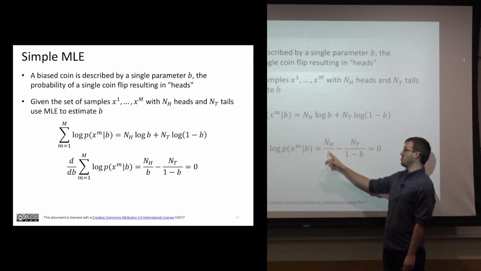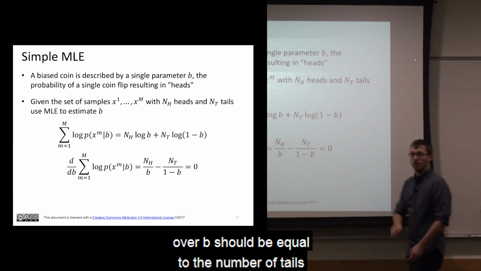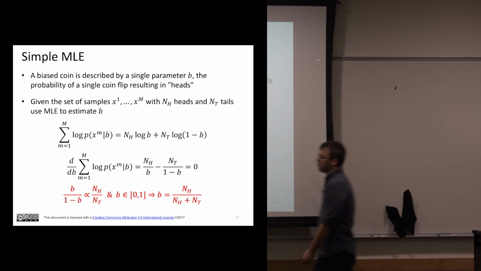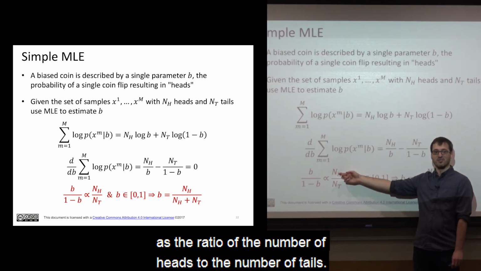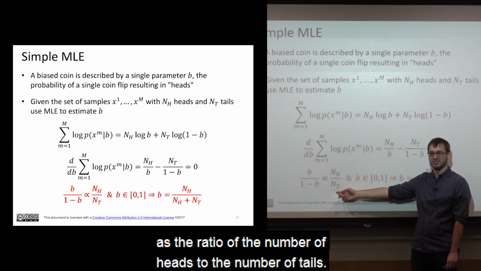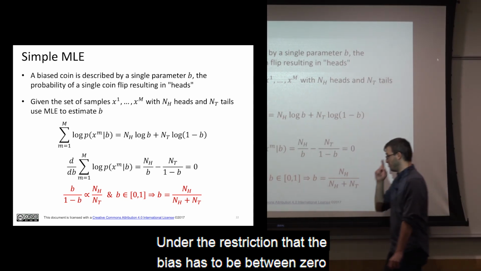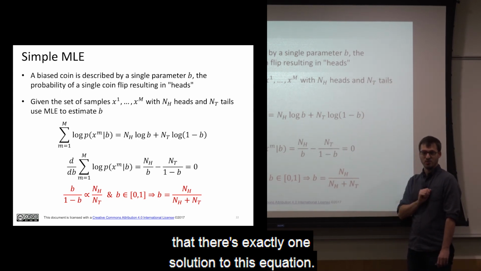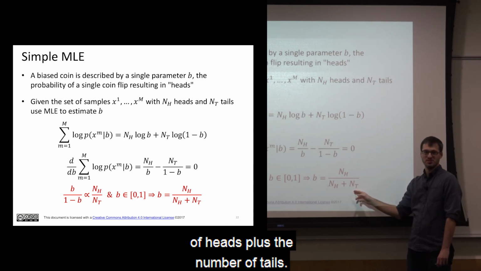What it tells us is that the number of heads over b should be equal to the number of tails over 1 minus b. Rearranging that equation, it tells me that the ratio of b to 1 minus b should be the same as the ratio of the number of heads to the number of tails. Under the restriction that the bias has to be between 0 and 1, there's exactly one solution to this equation. That's just the number of heads divided by the number of heads plus the number of tails.